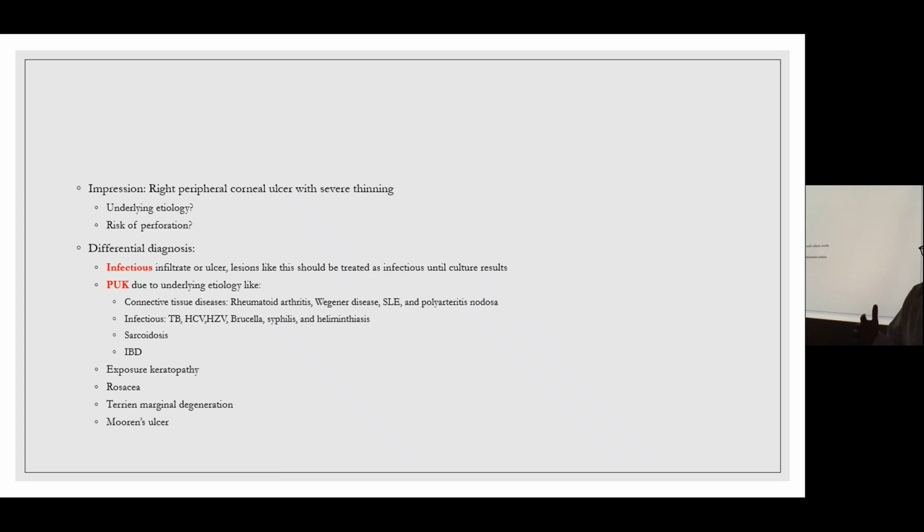So when we saw this, we thought, is this BUK? Does this patient have an underlying etiology? And is this the first manifestation of such a systematic disease? And is this patient at risk of perforation?